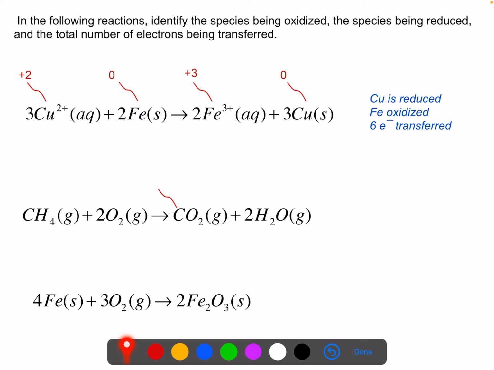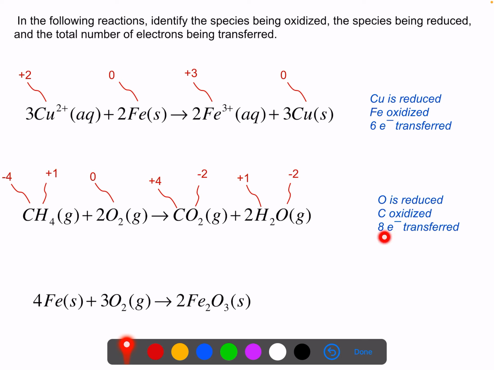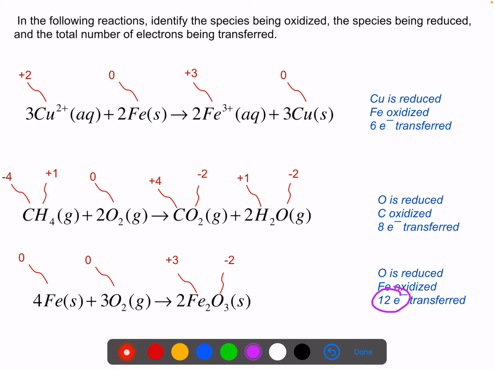Each iron is losing 3 electrons, but 2 irons are undergoing change. The second example is the one we just did in the previous slide, so we have a total of 8 electrons transferred. And in our last example, we see that the iron starts off in oxidation state 0 and oxygen starts at 0, and we go to iron oxide, rust, and we end up with iron in the +3 and oxygen in the -2, for a total of 12 electrons transferred.